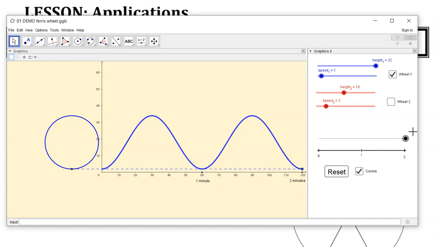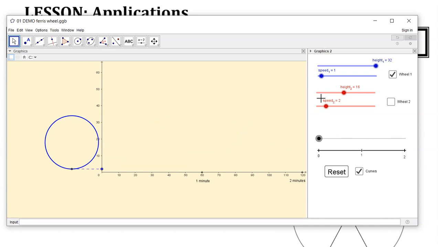And then what happens if I change some of these properties? So with this applet, I can change them. So this slider that says speed tells me how many times I will go around the Ferris wheel in a minute. So right now it's set to 1.